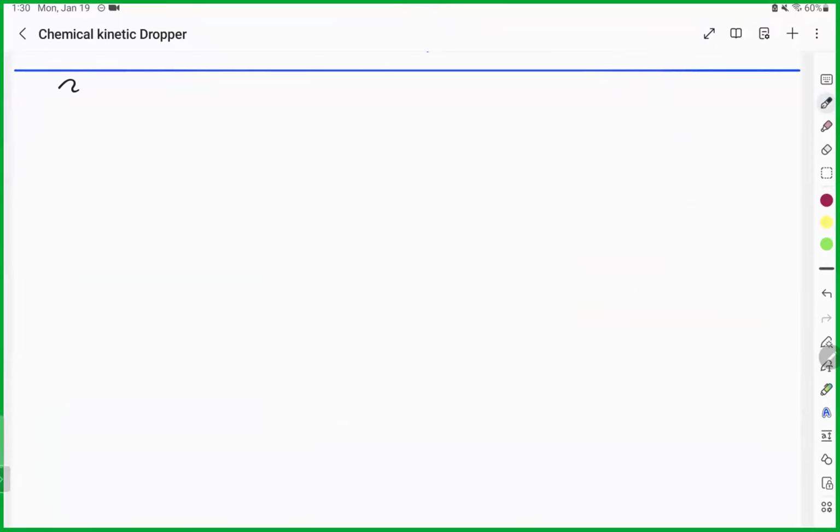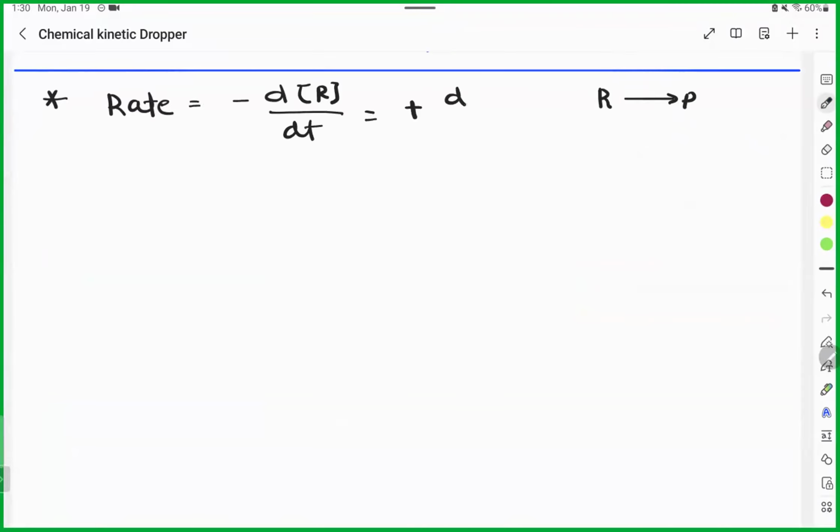Okay. First, in this chapter, you have rate. And if you see reactant convert into product, then in this case, reactant value will decrease. That's why negative sign. And product value increases. That's why positive sign.